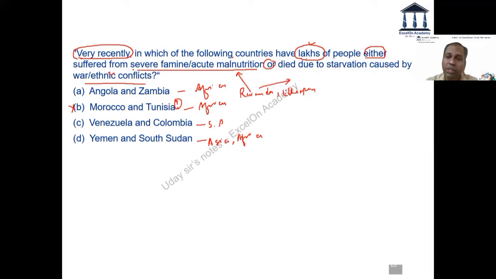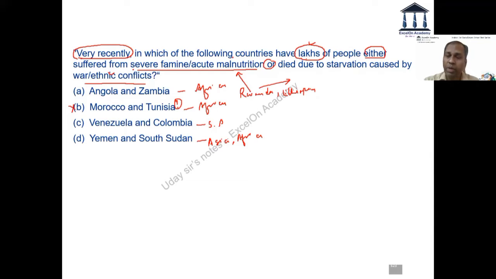Venezuela and Colombia, the first thing that you can think of is drug lords. Colombia had a very dangerous drug lord by the name Pablo Escobar. But just because they have a drug lord, does it mean lakhs of people have died due to severe famine? Unlikely. Was there a war or ethnic conflict? The drug cartels give a serious fight to the drug enforcement agencies. Yeah, means they have an army which is comparable to the state itself. But have lakhs of people died? By no stretch of imagination, lakhs of people have died.